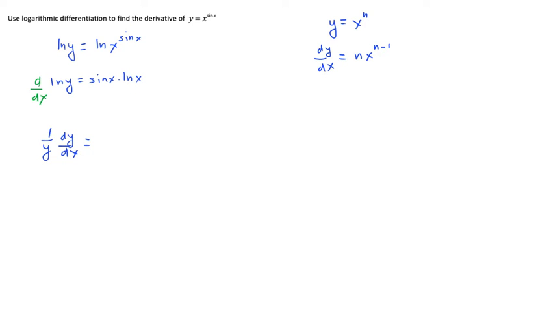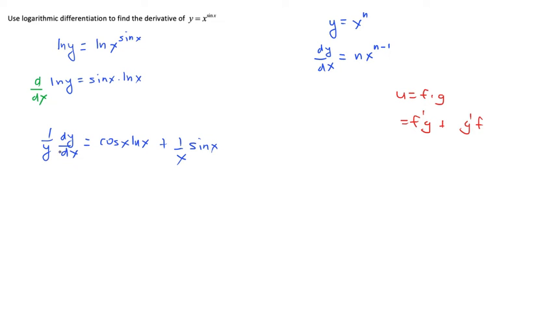So let's see, I guess we can do this on the side. Let's say we have these two functions, f times g, then the derivative will be f prime times g plus g prime times f. So let's take a look. The derivative of sine is cosine times ln of x, plus the derivative of ln of x is 1 over x times sine of x.